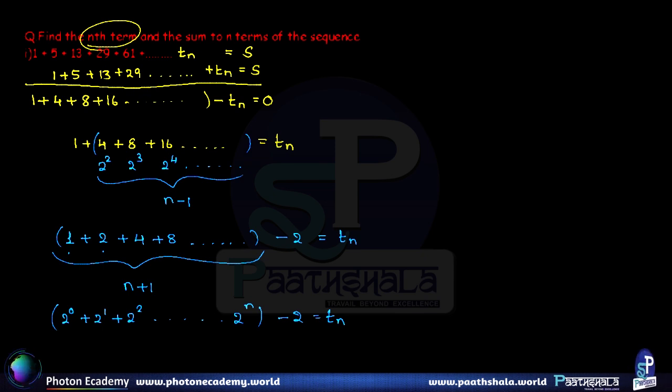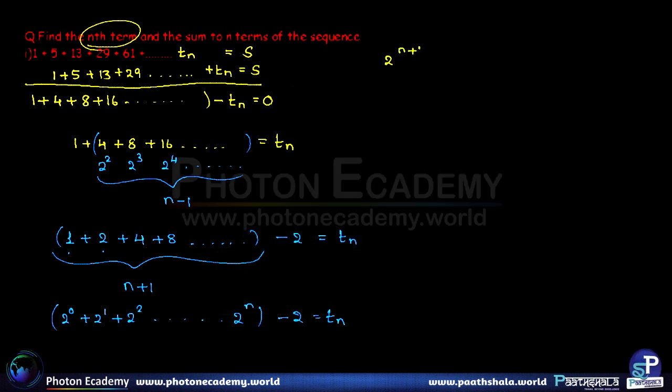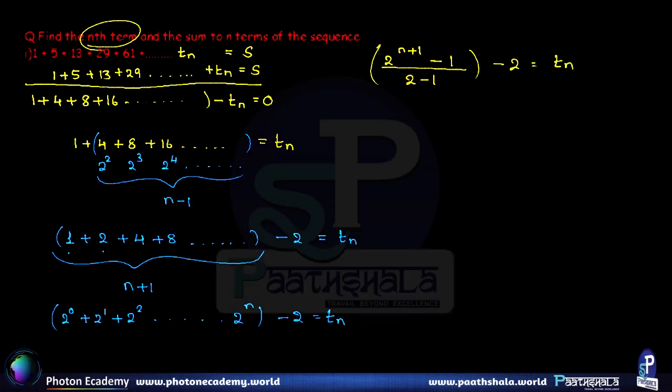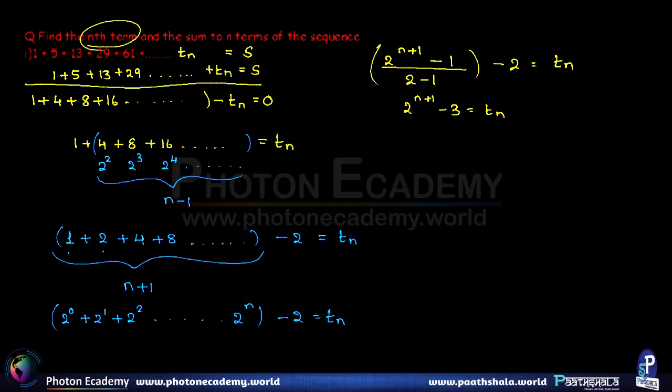So it will be, last term is 2 raised to n into common ratio, so 2 raised to n into 2, so that will become 2 raised to n plus 1 minus the first term, which is 1, upon common ratio minus 1, so that is 2 minus 1, this will simply become 1, and this minus 2 is equal to Tn. So basically 2 raised to n plus 1 minus 3 is equal to Tn. So we solved the first part of the problem.